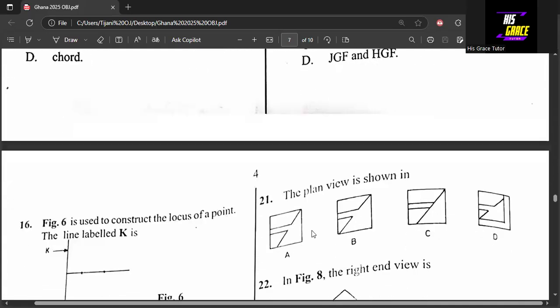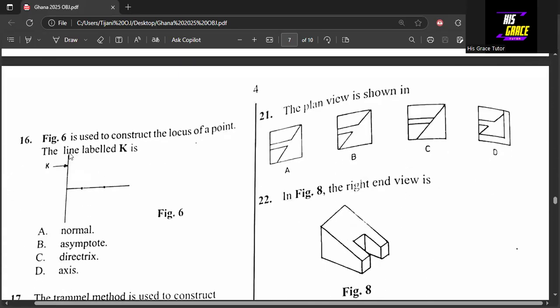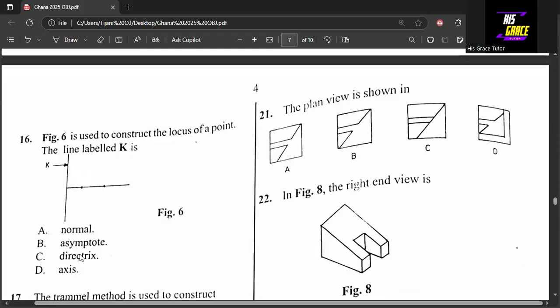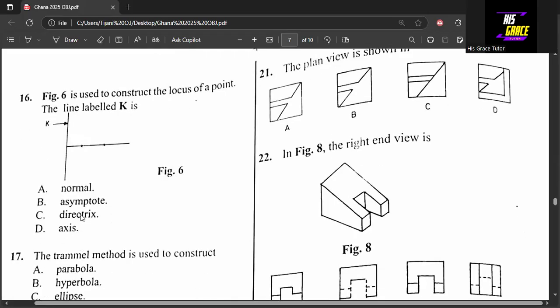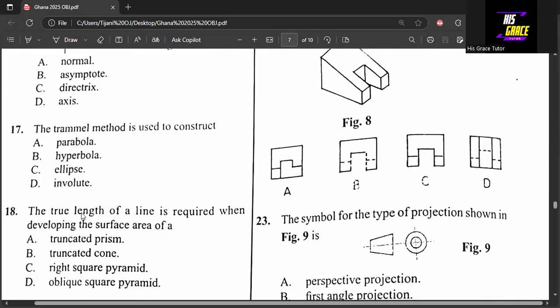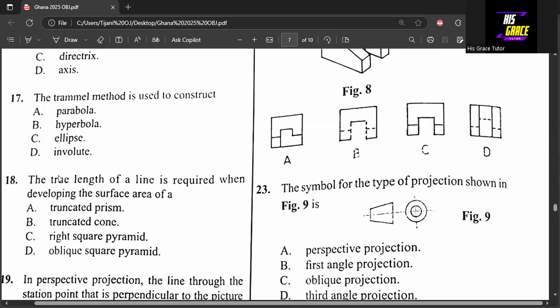Then move to question 16, which says that figure 6 is used to construct the locus of a point. So the line labeled K is a directrix. Option C is the answer to question 16. So directrix is the answer. Then question 17. The triangle method is used to construct an ellipse. So also option C is the answer to question 17.